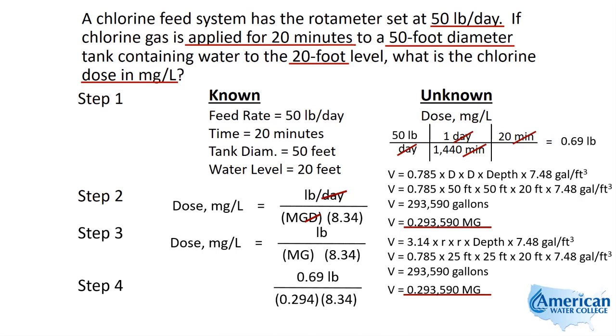And you plug that in step 4. So we have 0.69 pounds divided by 0.294 million gallons divided by 8.34, which gives us a total of 0.28 milligrams per liter. So that is our chlorine dose under these conditions.